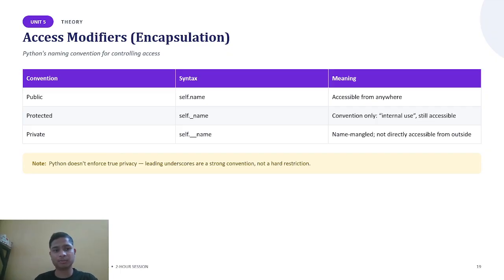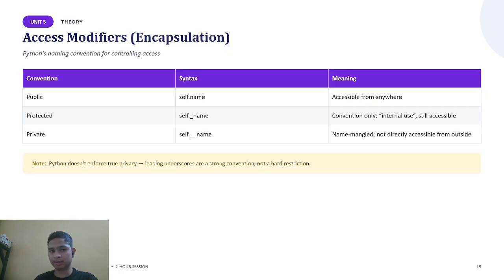Here we have access modifiers, which is encapsulation. These are Python's naming conventions for controlling access: public, protected, and private. If we use public, the syntax will be self.name. If we use protected, we use self._name. And if we use private, we use self.__name.